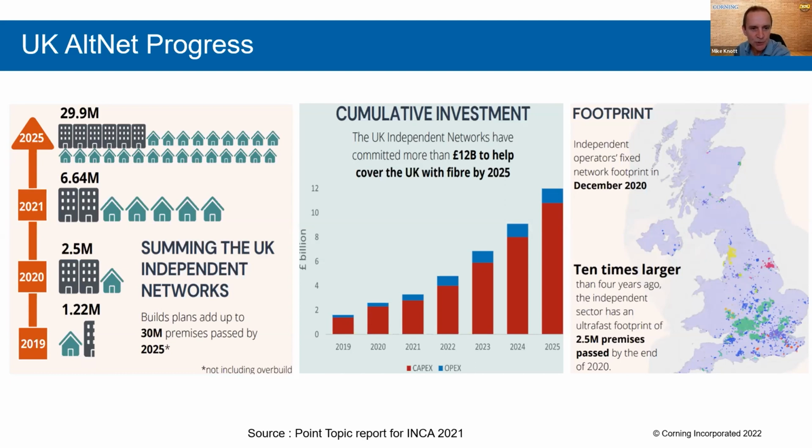In 2021 it jumped to 6.6 million, and if everybody does what they've said they're going to do, there's going to be 29.9 million homes passed just by the AltNets in 2025. That's a pretty significant build rate. And as you can see from the graph on the right, that build is pretty much all over the country and focused in the centres of population.